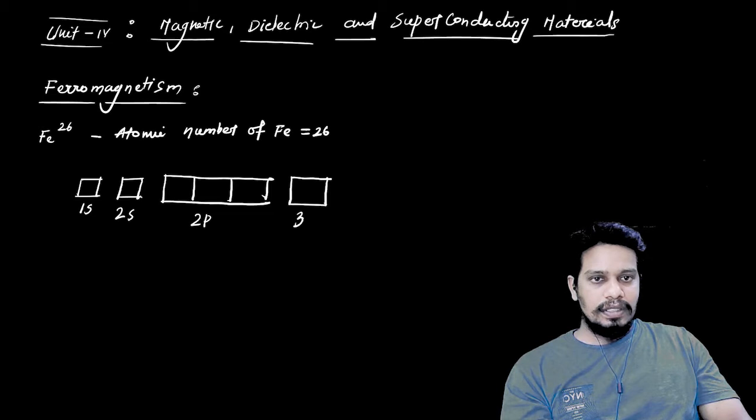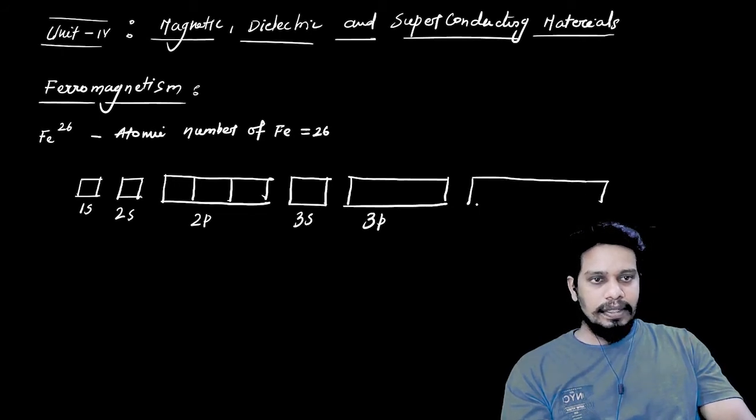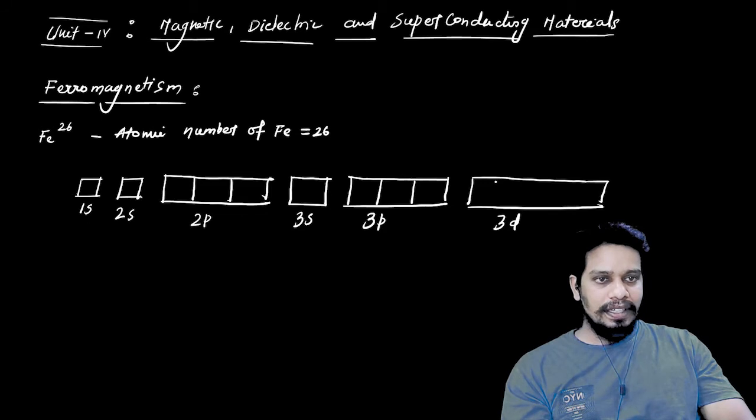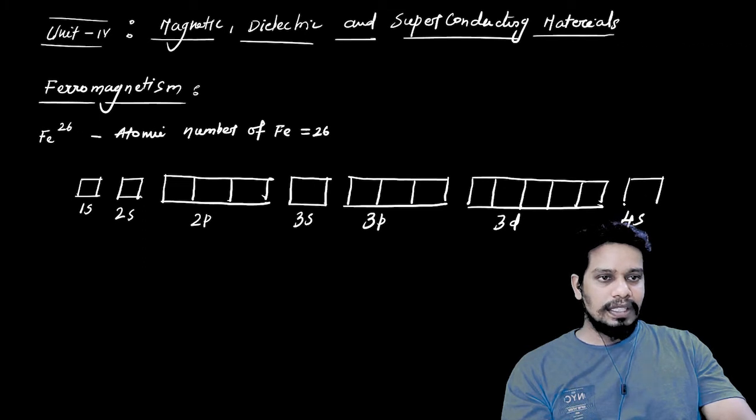Next is the 3s orbital. The next highest energy level is the 3p orbital. Next is the 3d orbital. The 3p orbital has 3 energy levels, and the d orbital has 5 energy levels: 1, 2, 3, 4, 5. Then 4s. I think this is enough to fill up the 26 electrons.